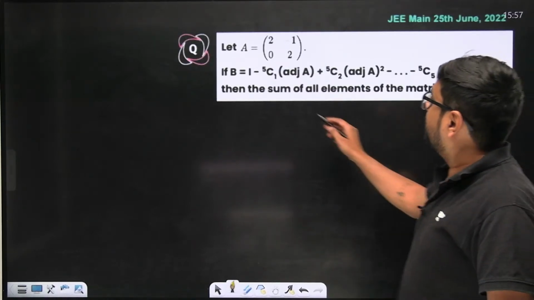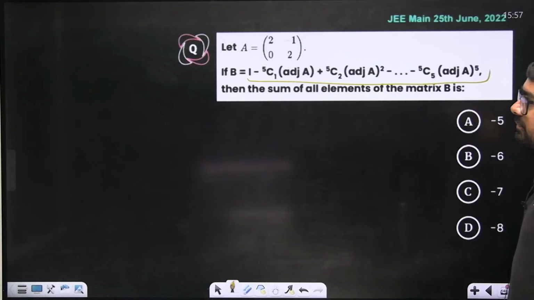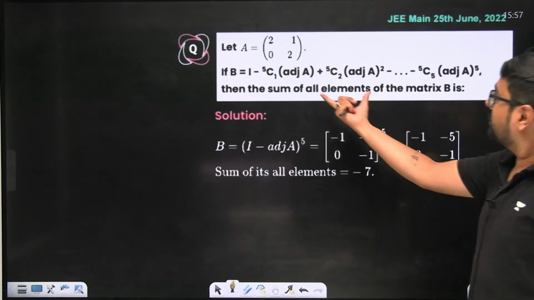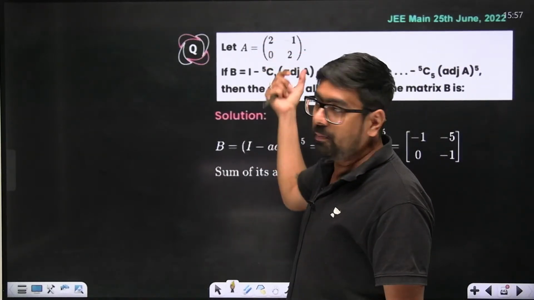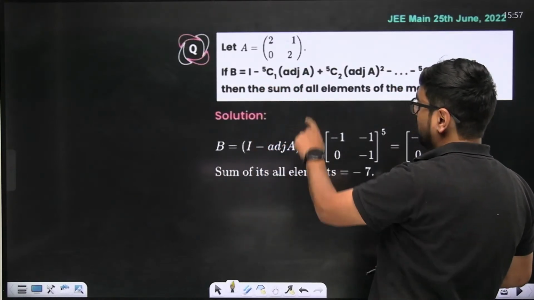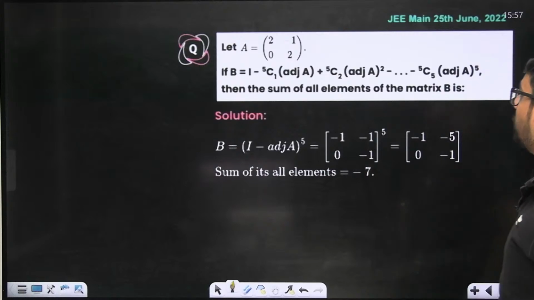This question again, you can simply see this is related to binomial expansion. This is your binomial expansion. This question also we have solved. Look at this question again. They'll relate your matrix to a binomial expansion, but you don't have to worry. This is I minus adjoint of A to the power 5 expansion. So you just have to do I minus adjoint of A. The sum of all the elements of this matrix you have to do.